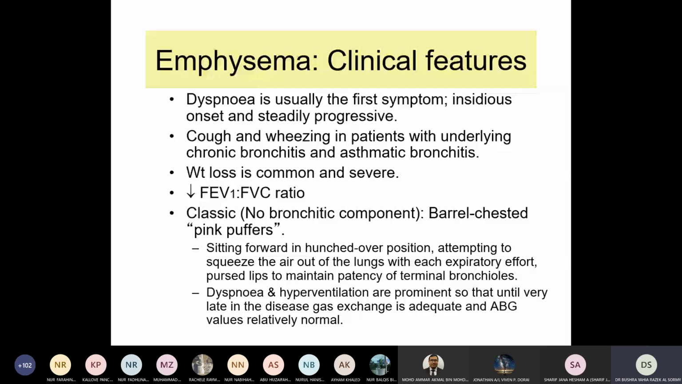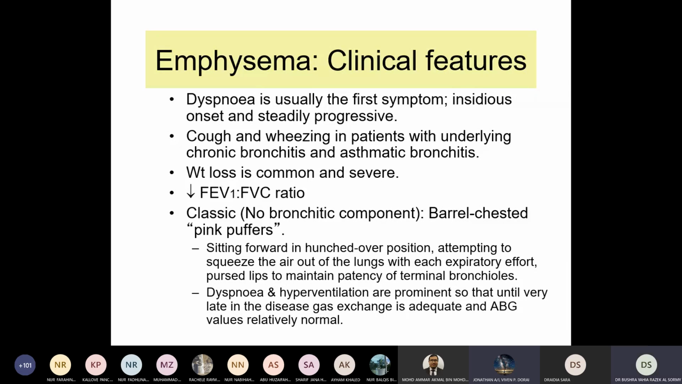Yes, doctor, but can you please explain how the pursed lips will maintain the patency of the terminal bronchioles? They try to maintain it because it is kept open the whole time to try to get the air inside. Okay, so do you know how to explain the pink puffer? Is it because they try to exhale out, so they purse their lips to force the air out? Is it?